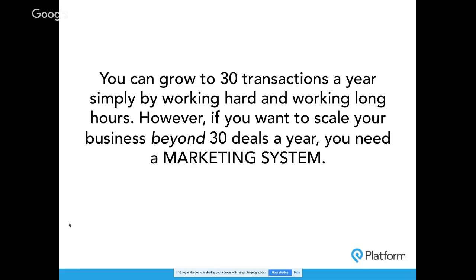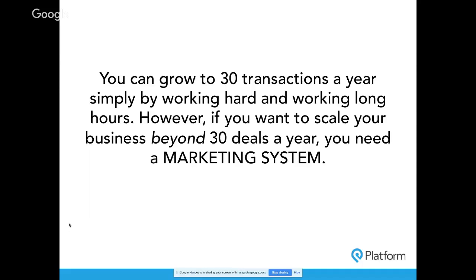The problem is, if hustle and putting in the time is literally how you got your business to 30 transactions a year, how do you get beyond that point? Because I don't even have to ask you. I already know that if you did, let's say, 32 closings last year, you're probably working full-time. You're not a part-time agent if you did 32 transactions last year. You're not working 30 hours a week. You're probably not even working 40 hours a week. You're working 50 hours a week or more, right?